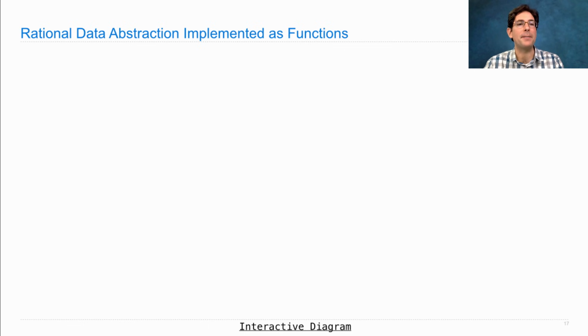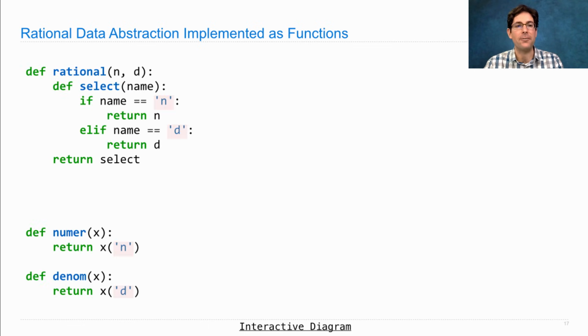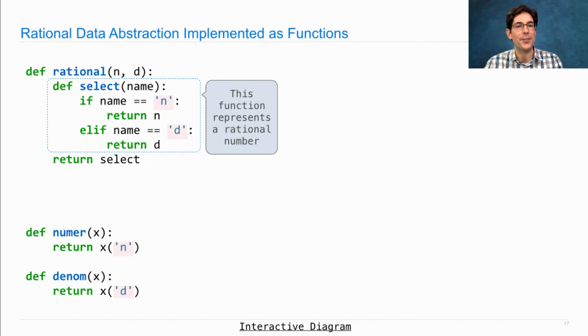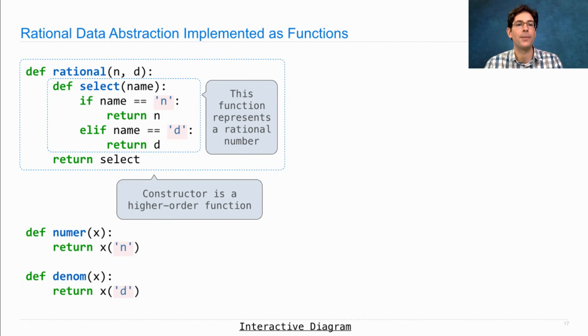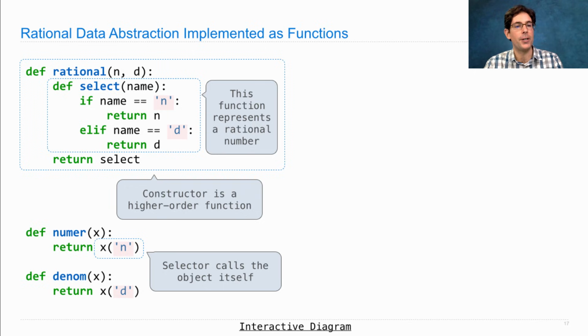So what exactly happened when we implemented rational numbers as functions? Well, we defined the constructor and selectors, and it was this function, the select function, that represented the rational number. It was returned by the constructor, which was a higher order function. And the selector just called the function that resulted from calling rational in order to get the numerator back. By defining a function within another function, we were able to refer to the n and the d in the enclosing scope. And so this select function that we returned did have carrying with it the numerator and denominator that we wanted to access later as part of its parent frame.